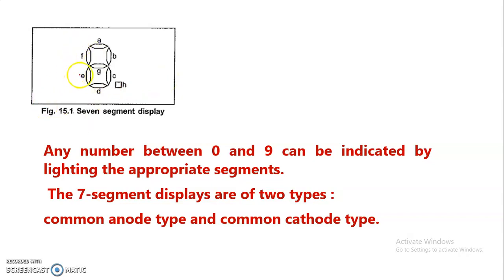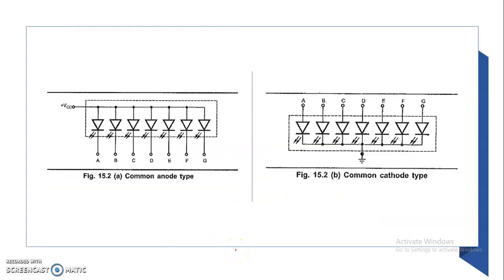Using the 7 segment display, you can display any number between 0 to 9, and alphabets can also be displayed using this 7 segment display. The display that is there in your microprocessor kit, you would have seen it in the microprocessor kit, what you have done in your practicals, that is the 7 segment display. You have two types of 7 segment display. One is common anode type, the other one is common cathode type.